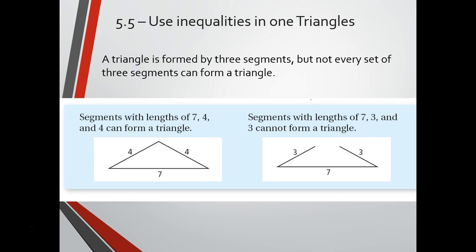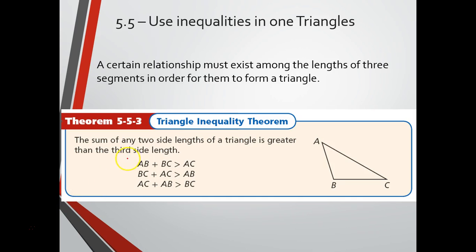Okay, now a triangle is formed by 3 segments, but not every set of 3 segments can form a triangle, just like you see in this example here. We have segments with lengths 7, 4, and 4. That can form a triangle, but segments with lengths 7, 3, and 3 cannot form a triangle because it falls short of becoming a triangle. So here we have a relationship that is formed when we are looking at segments of triangles, called the triangle inequality theorem.